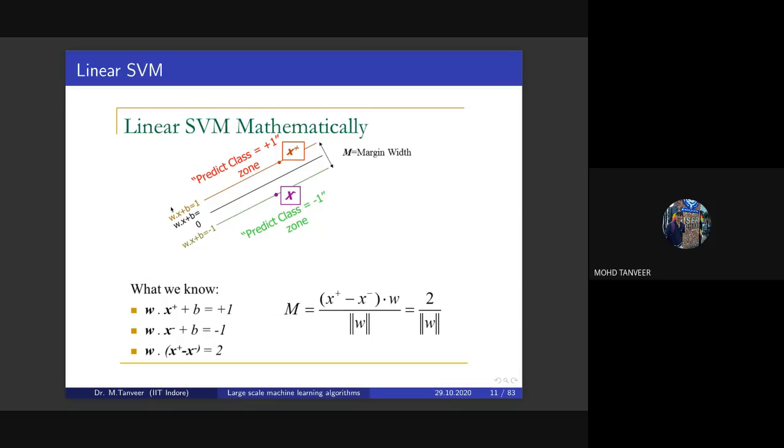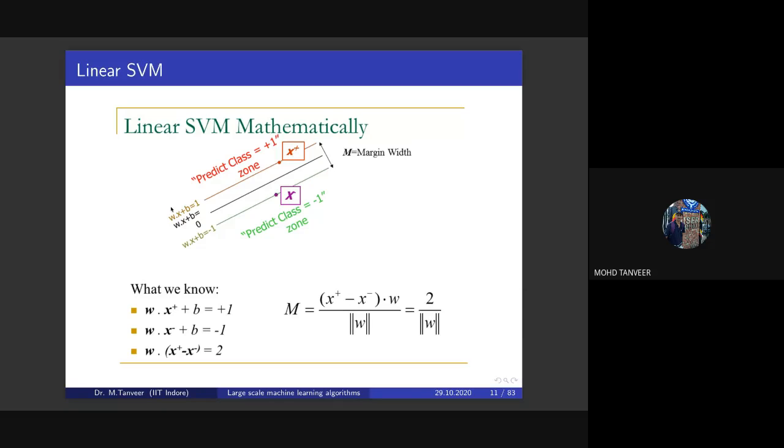We have this supporting hyperplane, just a simple equation, W dot x plus b equal to 1. Sometimes I'm writing W transpose x plus b or W dot x plus b. Both are the same mathematically. The middle one is the decision hyperplane, W dot x plus b equal to 0, and the supporting hyperplanes correspond to class +1 and -1. We take the distance between these two, so it is called margin. It comes to 2 upon norm of W.